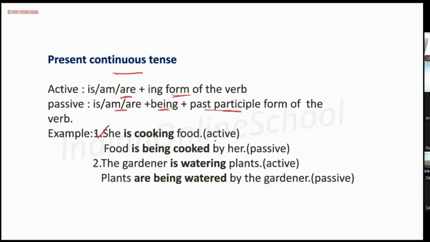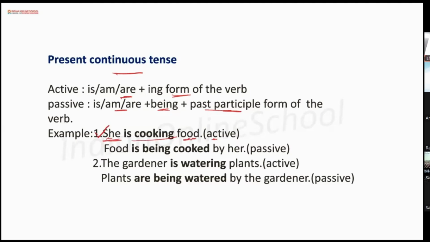She is cooking food. This is in active voice. So, what is the subject here? Subject is she. Is cooking is the verb. And food is the object here.